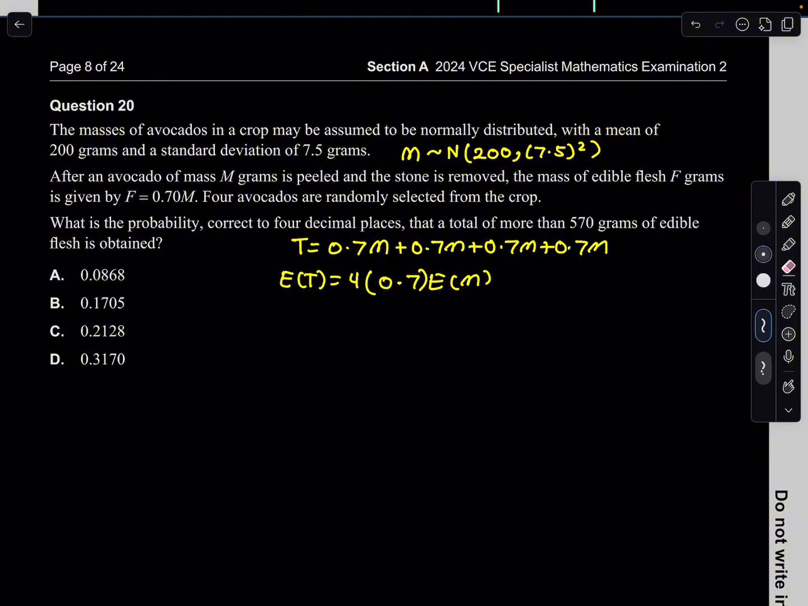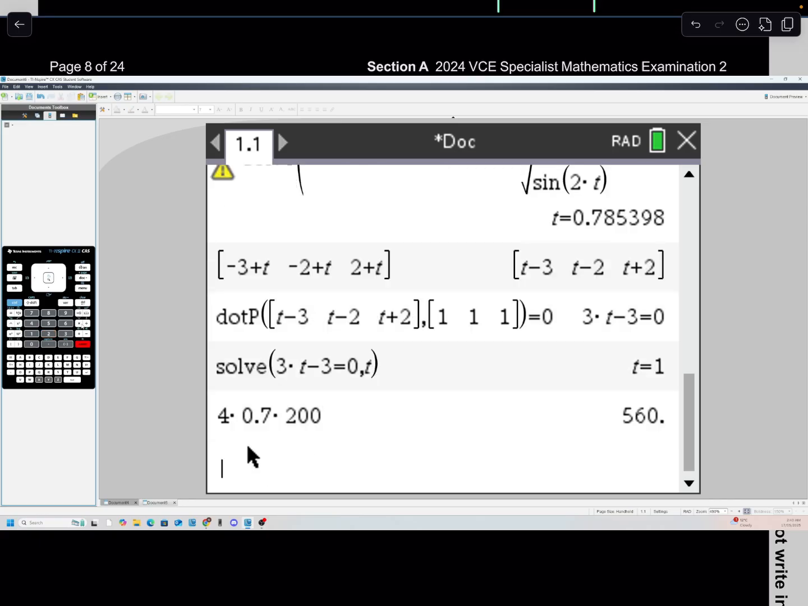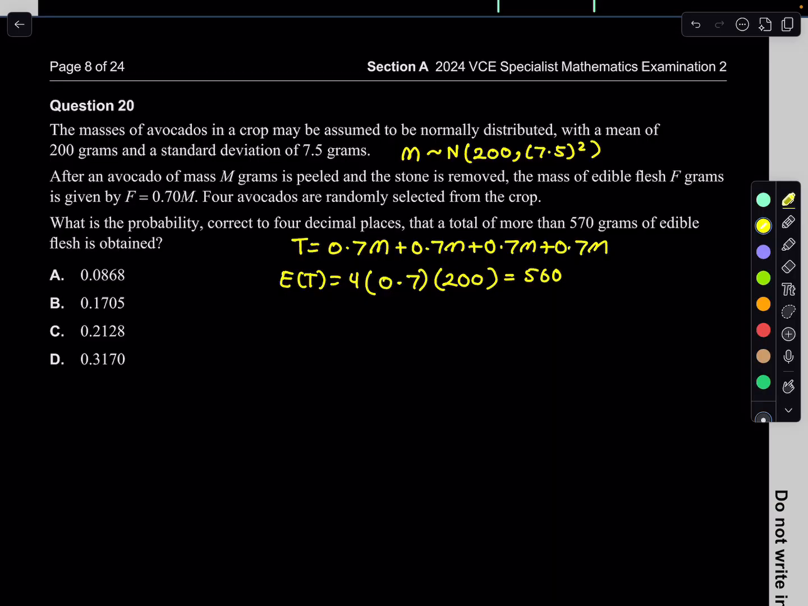And so we know that the expected value of M is 200. And that will give you what expected value? Let's do that in our CAS. 4 times 0.7 times 200. And that's 560. 560 grams.